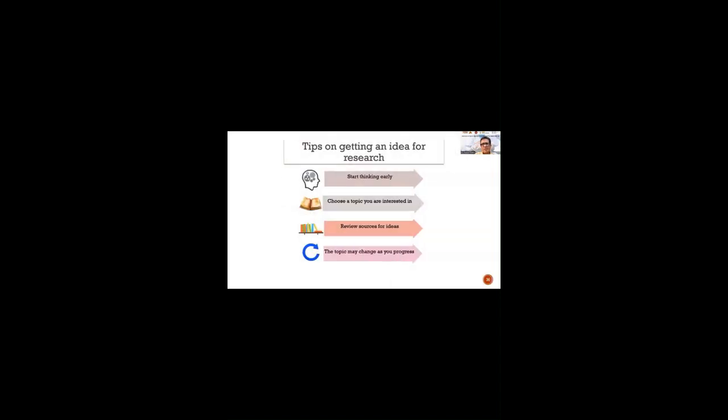Now, let's look at the steps to formulate a good research question. First is the broad topic, focused area, scientific overview, and then comes the research question. So we've already come to a point of how to formulate this research question. Now, tips on getting an idea for research. We need to start thinking early. As a student, we are trying to cope with the new environment, the new methods, journal clubs, seminars happening, preclinical work. So, we have to start thinking quickly. Choose the topic you are actually interested in. Review sources for ideas. The topic may change as you progress.